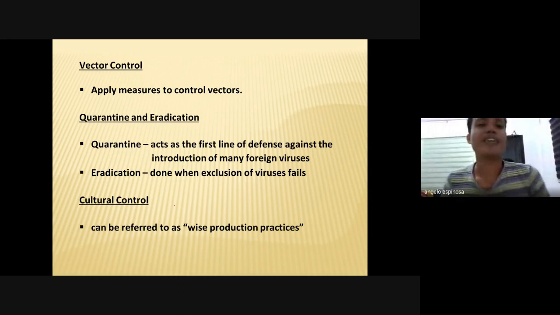Okay, and we have quarantine and eradication, ang pinagkaiba. Ito talagang nag-debate. Pag quarantine, ito yung first line or first gate of defense against the introduction of many foreign viruses. That is why kumukuha tayo ng permit from the quarantine bago natin i-ship or i-travel ang isang hayop or isang plants. Kasi nga, para malaman if ito ay infected by a virus or not.